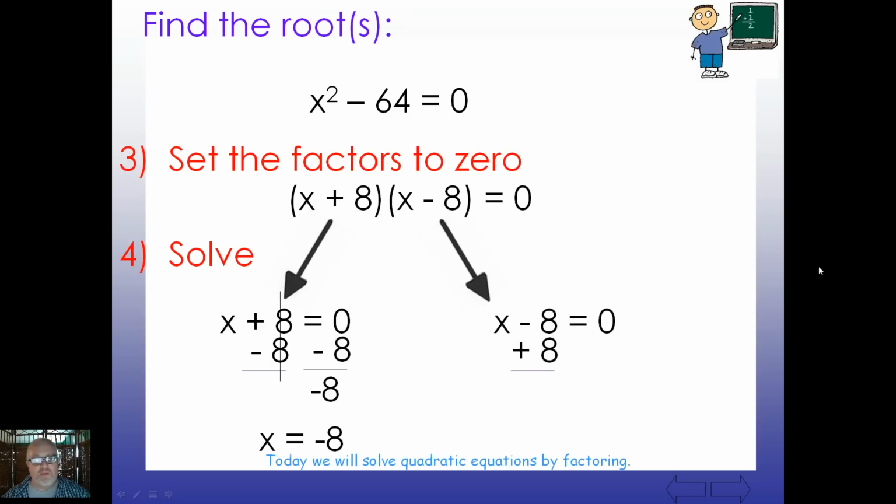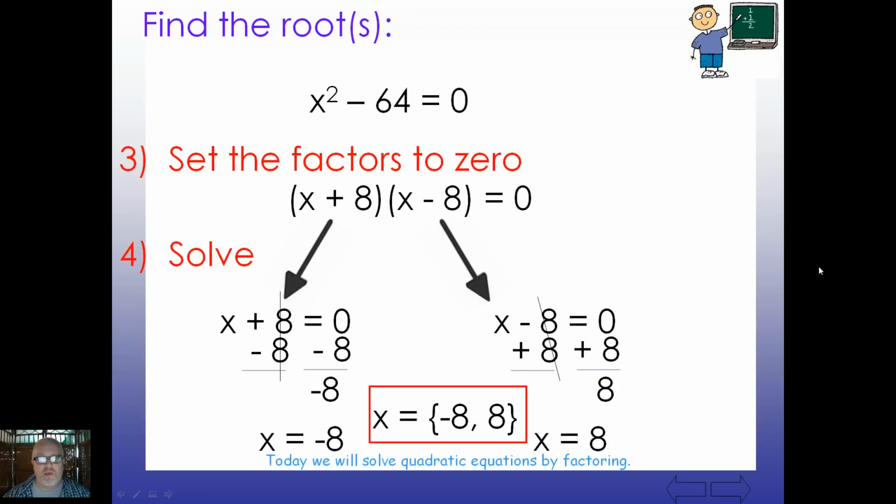Set x minus 8 equal to 0. Add 8 to both sides, and we end up with a solution set. X must be either negative 8 or 8. Either one of those, of course, would make the answer true. If you put 8 in here, 8 squared is 64. Subtract 64 is 0. Negative 8, square it. You also get 64. Minus 64 is 0. Good.